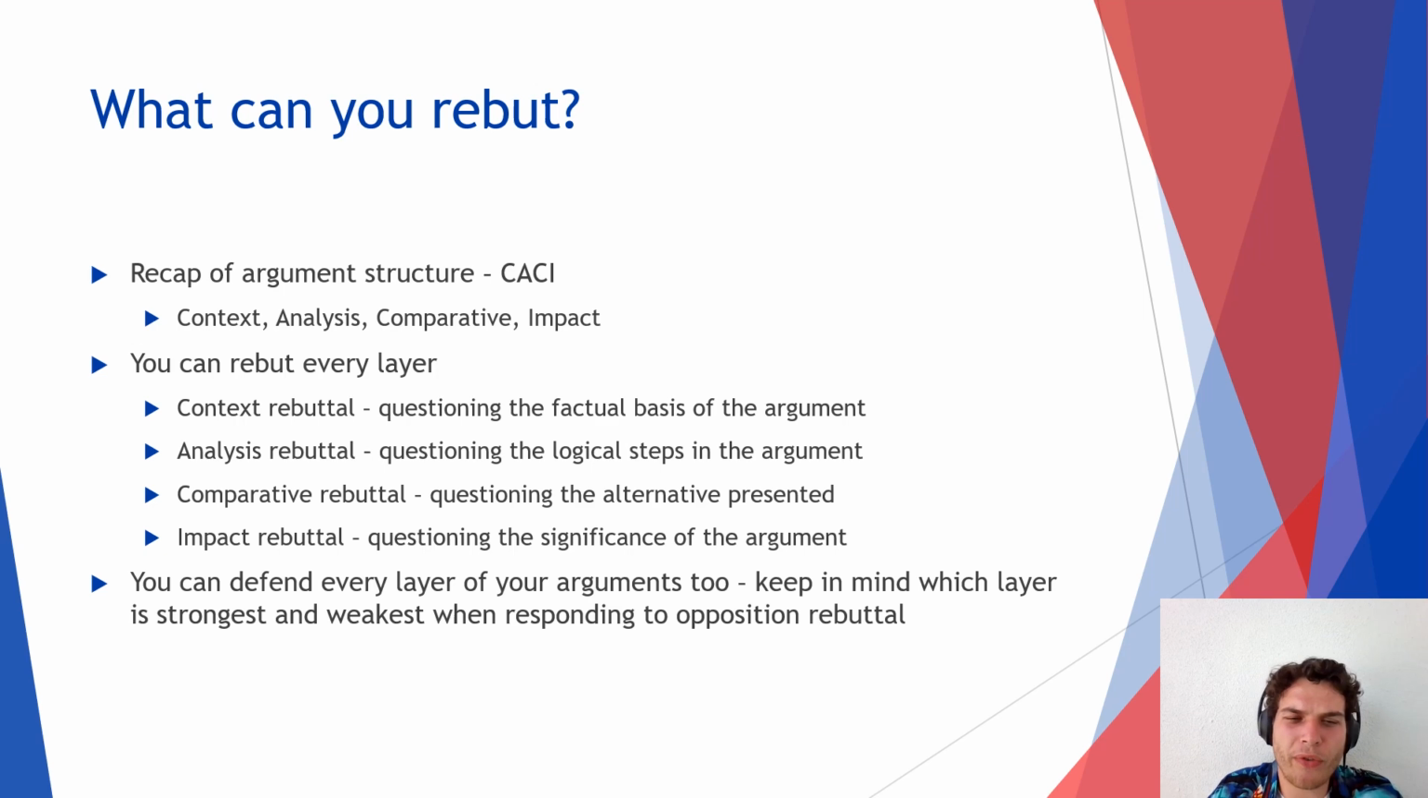You can also defend every layer of your argument. So when you're rebutting the opposition, you should be trying to hone in on their claims and rebut their context, then analysis, then comparative, then impact. And when you're defending your own case, you should think about which areas are weakest and also what responses they're giving and which part of the argument they're targeting as well. And you can then defend it there. So you can defend every layer of your argument. So you should always keep in mind which layer is strongest and weakest when defending your case and when rebutting the opposition's claims.